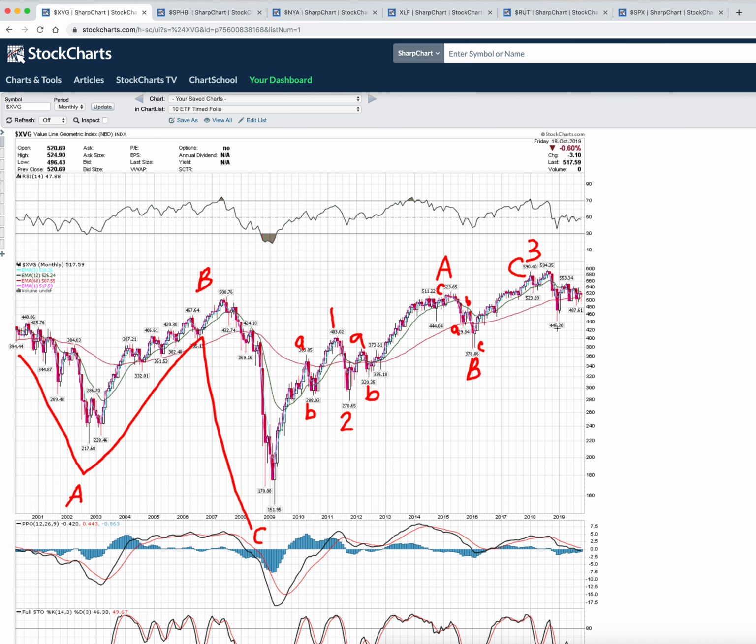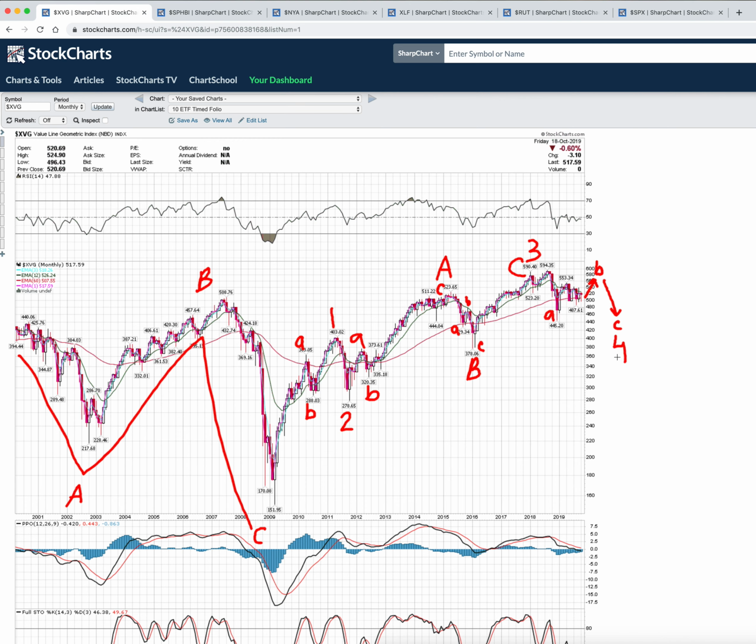And now what we have is the beginning of the fourth wave. So we have the A wave here, currently forming the B wave, and I believe we still have one more rally ahead left to complete the small B, which then will leave us with the final C wave of this fourth wave.